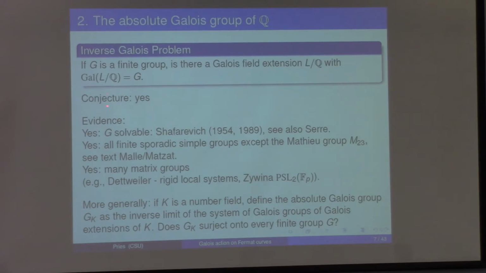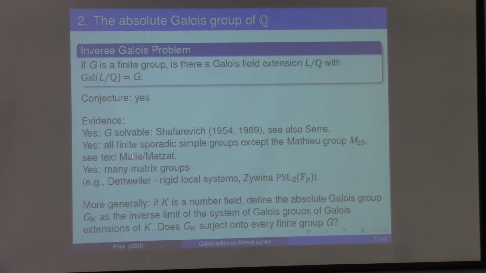So the conjecture has been made that this is true. And in fact, a much more general statement is true, that you should be able to pick any field that you like here as a number field, and be able to pick any finite group and generate this Galois field extension here.